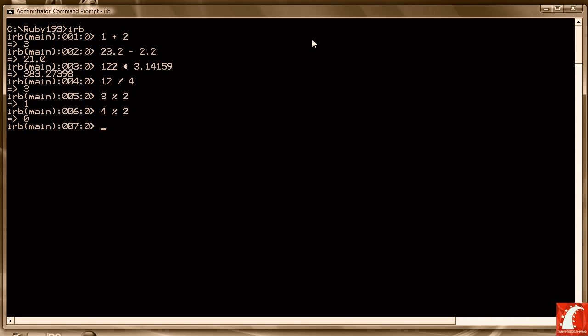Another operator that can be used is the exponent or exponential operator. And that works like this. If we want to raise 2 to the 4th power, we'll write 2. So the exponential operator is 2 asterisks combined, like 2 multiplication signs. And that raises 2 to the 4th power.